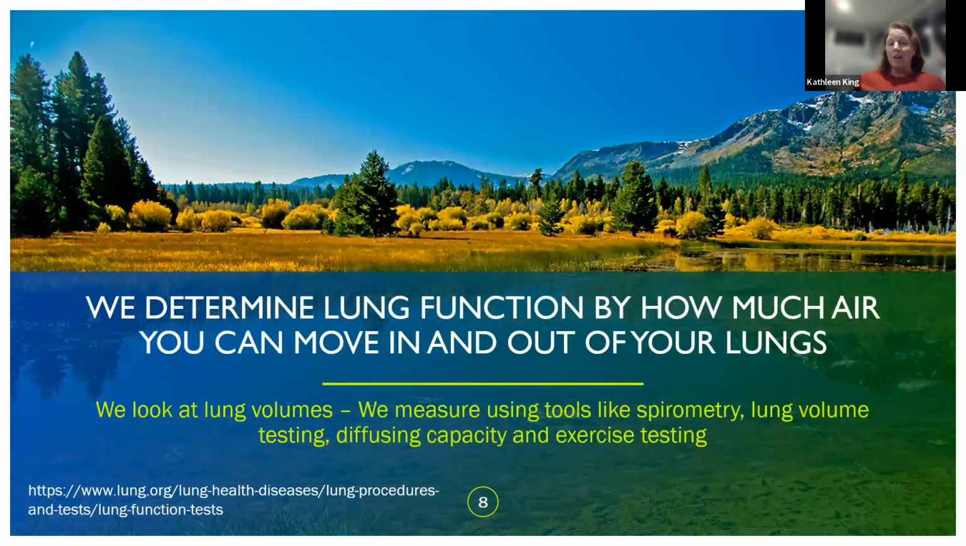We determine lung function by how much air we can move in and out of our lungs. So if you went for lung testing, so let's say you had asthma, or they suspect you have COPD, they might send you for some lung testing. And we use tools like spirometry, a lung volume tester, diffusing capacity. And we also can measure your lung capacity with exercise testing.